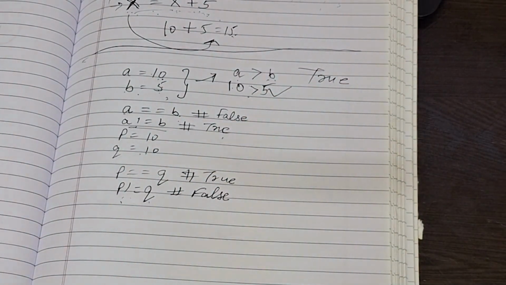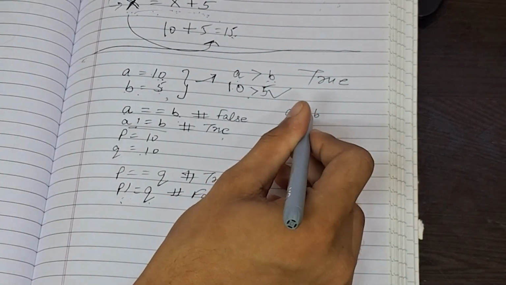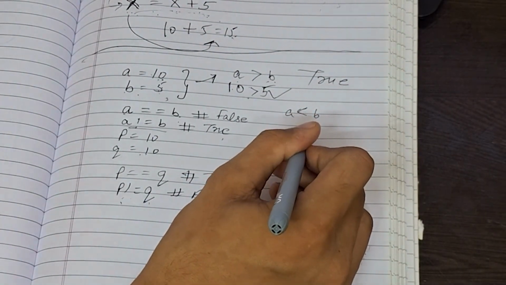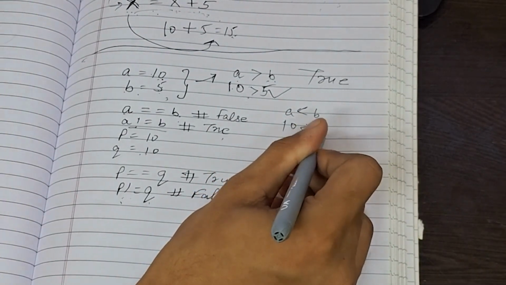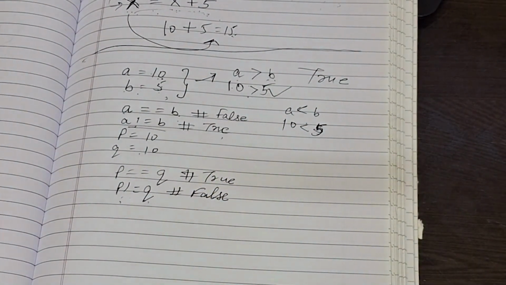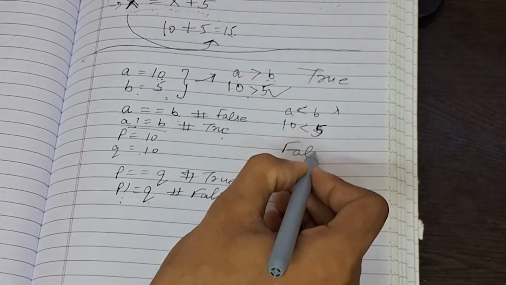Okay, so what if I write here A less than B? Is A less than B? That is false. 10 is not less than 5. So it is wrong, and it will return false in this case.